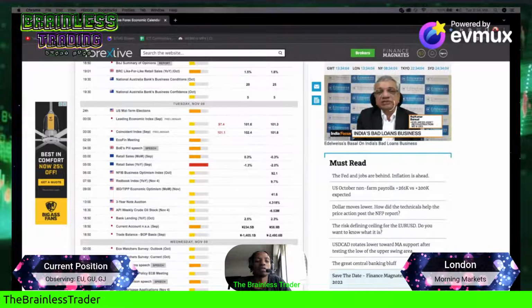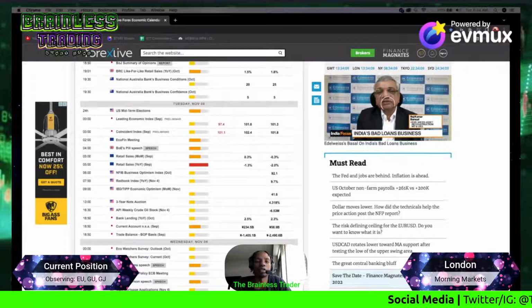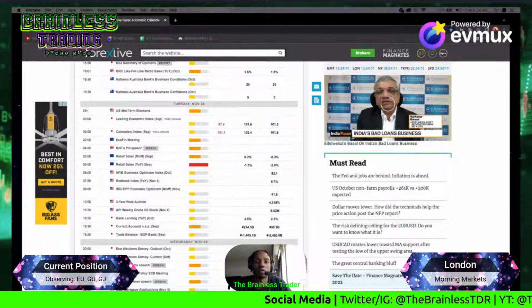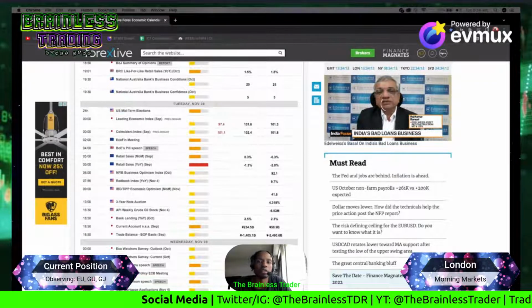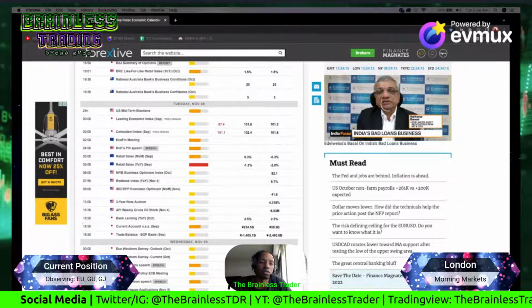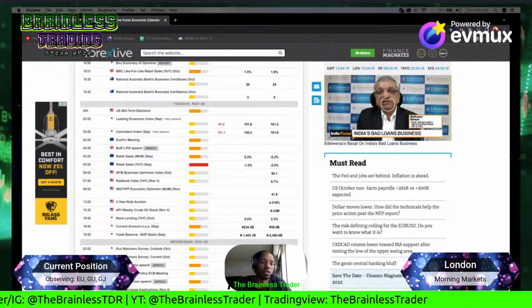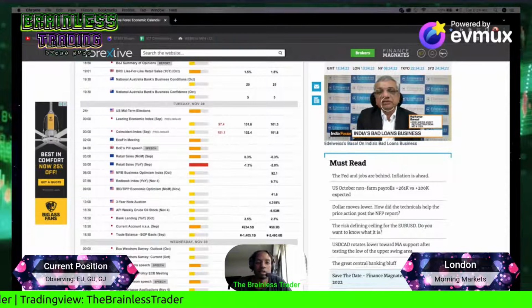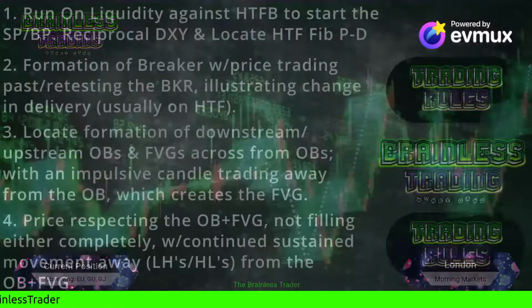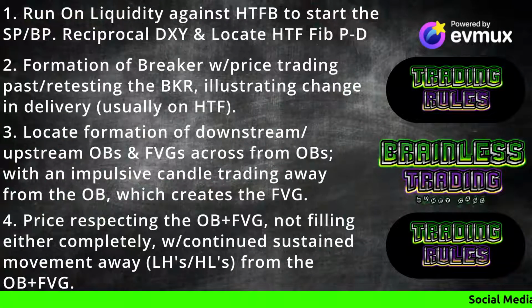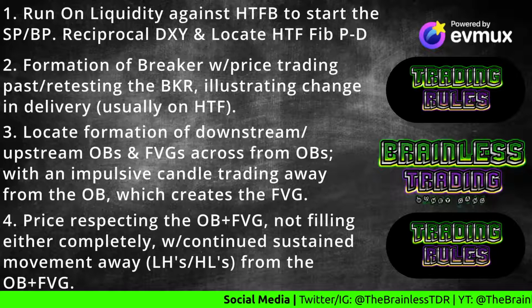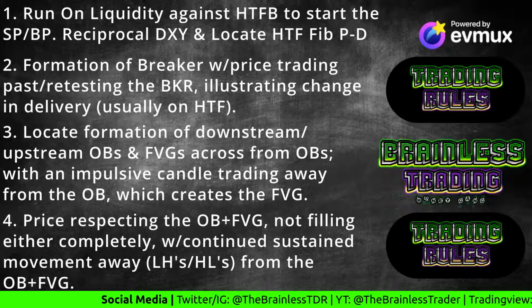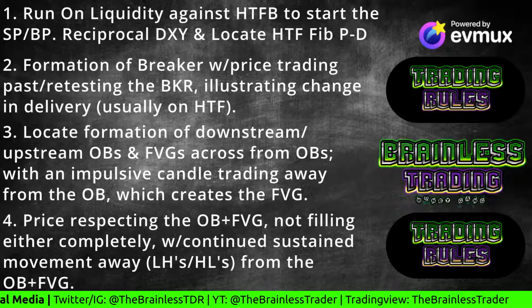I use a couple. The main thing that I do is I will use this. Let's go to that page. My essential model, right? It's basically based off of ICT's breaker theory. Essentially, I start with looking at the run on liquidity on the higher time frame, and all I do is look for a breaker. Once the breaker is formed, that's when I'm okay.